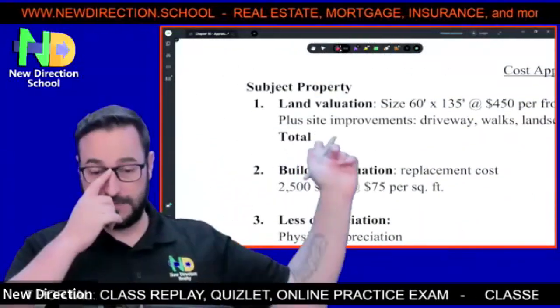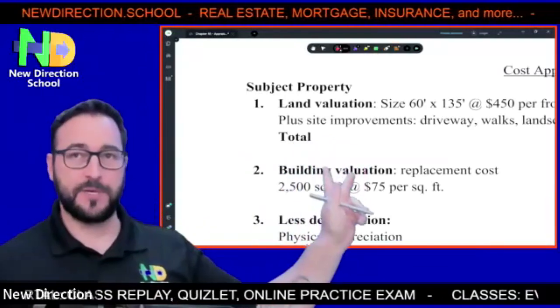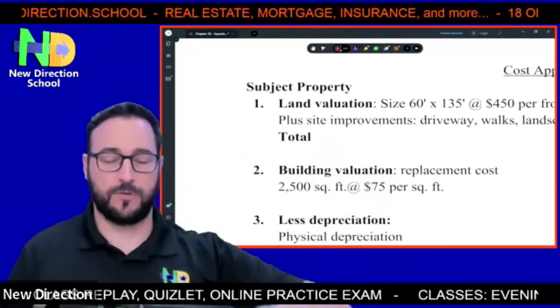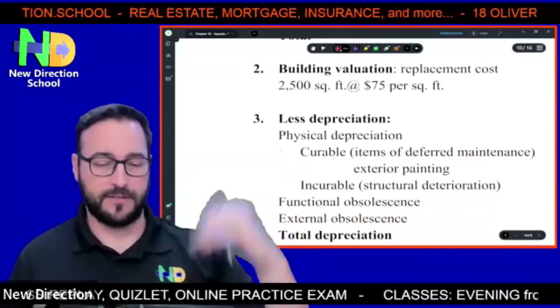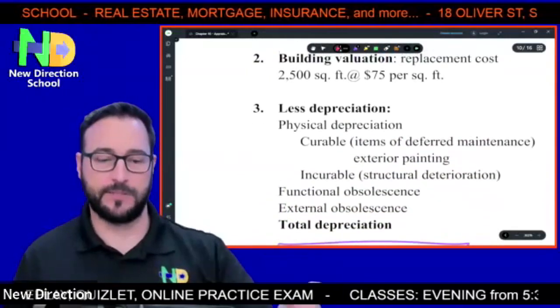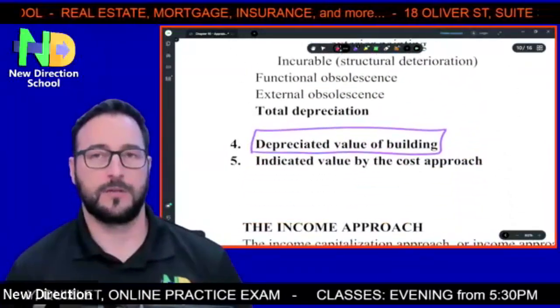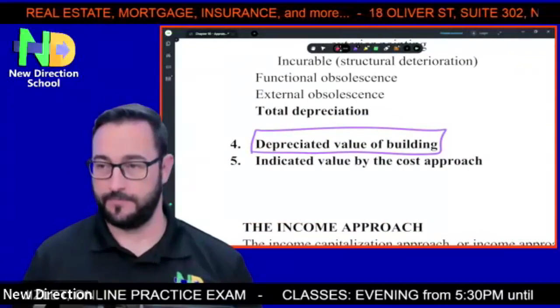Again, land by itself, then the building using reproduction or replacement cost. We deduct the depreciation from the building, and then we add the value of both. Okay.